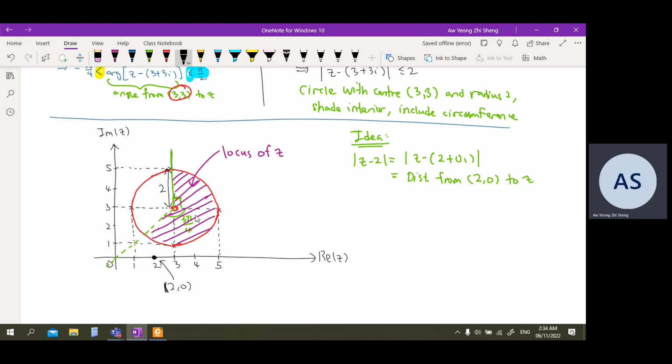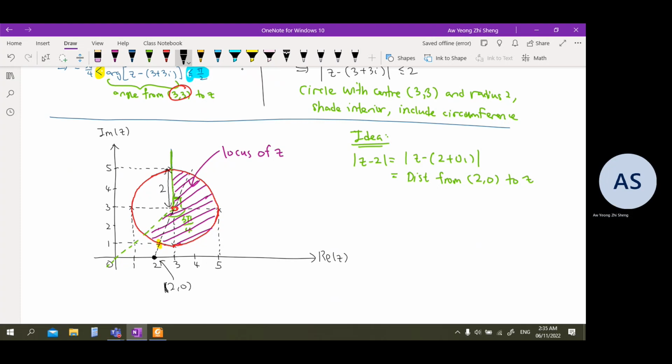So where would be the shortest distance from 2,0 to any point in the shaded region? It will be somewhere here that I'm coloring in yellow. And to get exactly where that point is, we use the usual technique of finding the distance from an external point to a circle. So you just need to connect a line from the center of the circle to the point 2,0, and then you extend it to the other side.